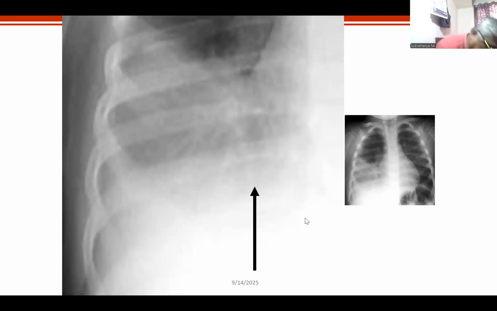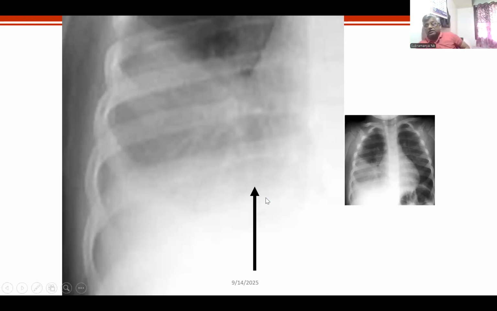One second, I'll just charge my laptop. Battery is low. I'm just charging. Two seconds. I'll just put it for charging.